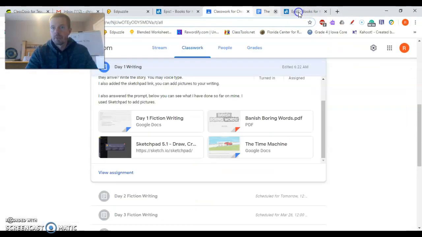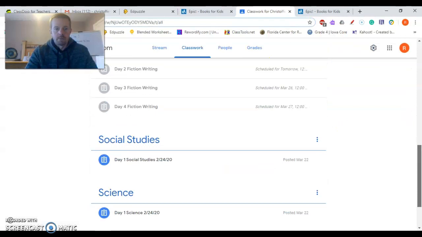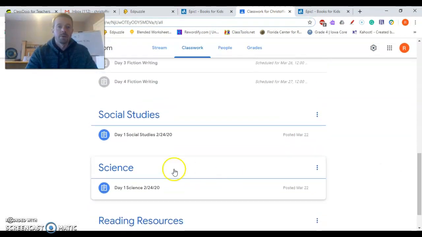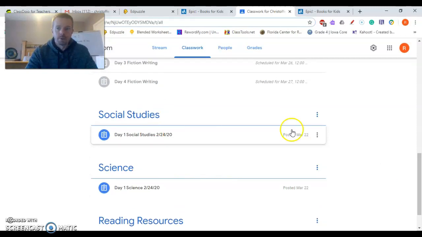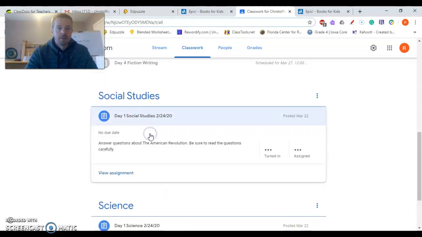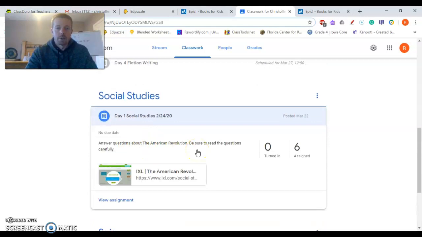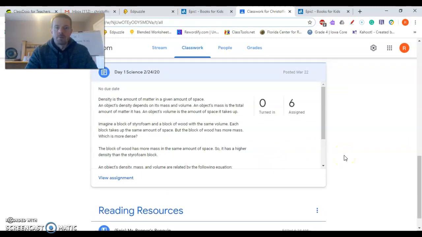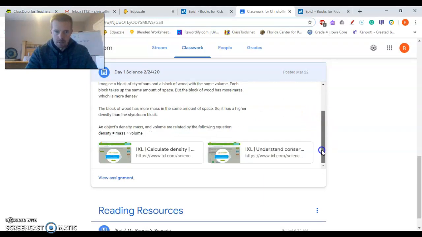Okay. And then I did include some social studies and science. It's from IXL also. Do the best you can on it. Don't stress about it. It's something new. The social studies is answering questions about the American Revolution, which we studied earlier in the year. And then for science, they're going to try to find the density of matter using this equation right here. Density equals mass divided by volume. And they'll just go through and do some calculations.